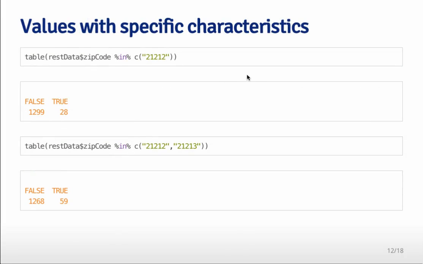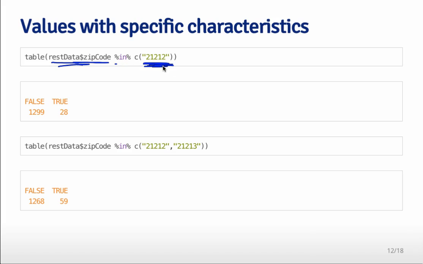I can use some other commands to find specific characteristics within the data set. For example, suppose I want to find all the zip codes that are equal to 21212. I could just use the equals command to see if that's true, but I can also say, are there any values of this variable that fall into this vector over here?